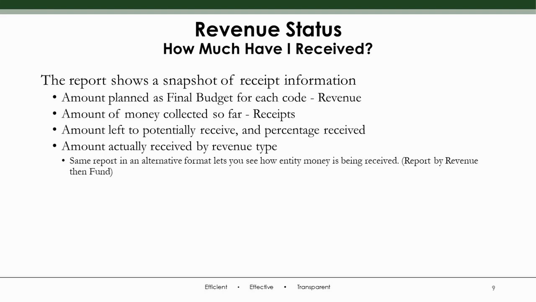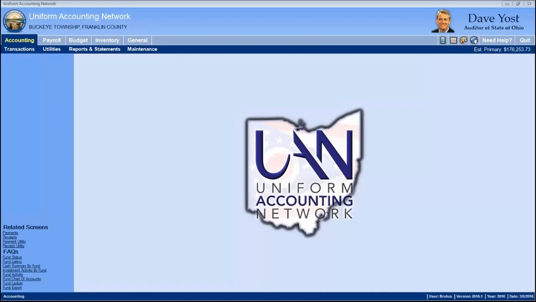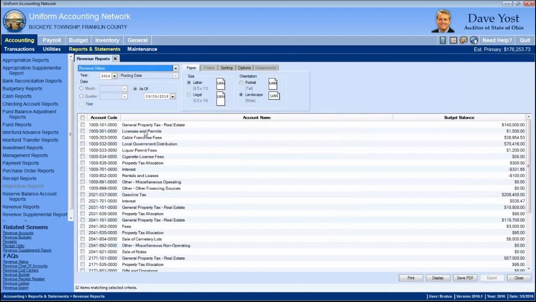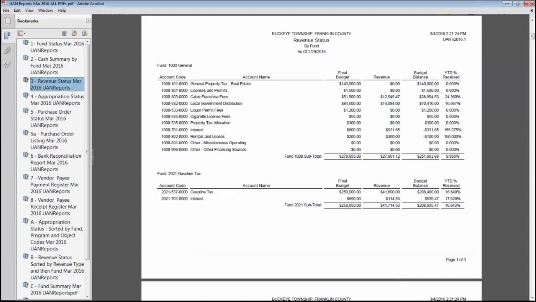So we would access that report in UAN by going to Accounting, Reports and Statements, Revenue Reports, and Revenue Status. And here I have the Revenue Status Report, which shows the account codes, such as general property tax, and I've received 0 against that account code. And I have budgeted $140,000.